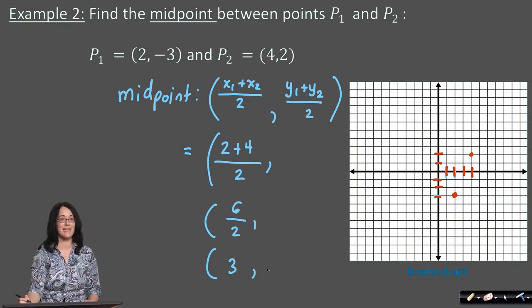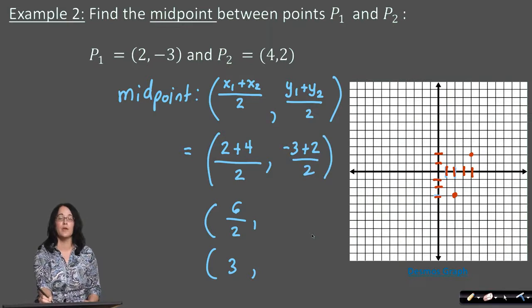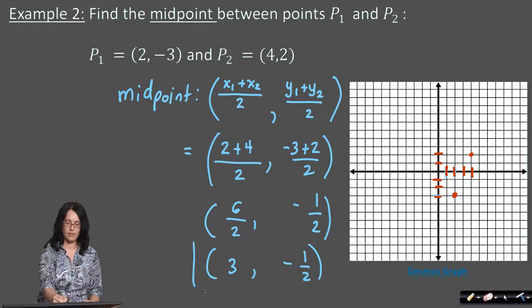Let's see if that's making sense on the graph. 3 to the right would be around here. That does, in fact, look like it's the middle x value of 2 and 4. That makes perfect sense, doesn't it? Let's do the y value. The average of our y values would be negative 3 plus 2, divided by 2. Well, negative 3 plus 2 is negative 1, and negative 1 divided by 2 would give me the negative fraction, negative half.